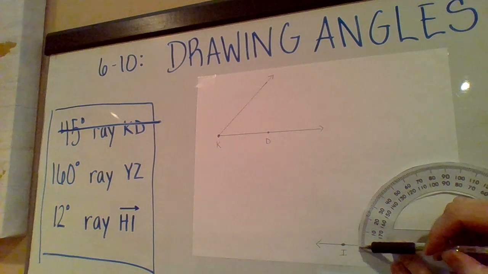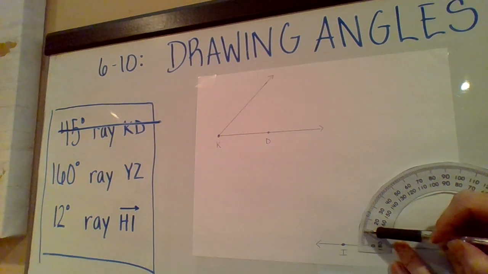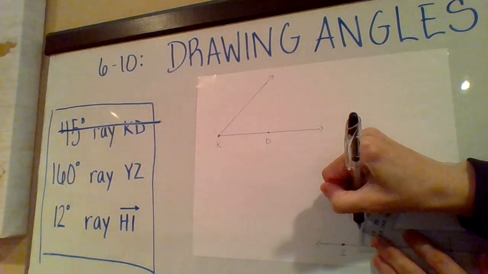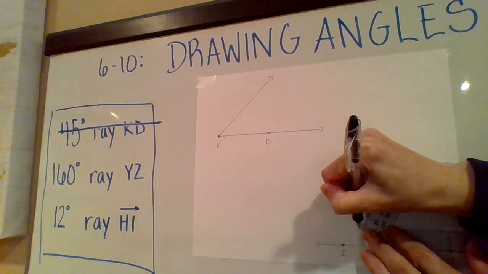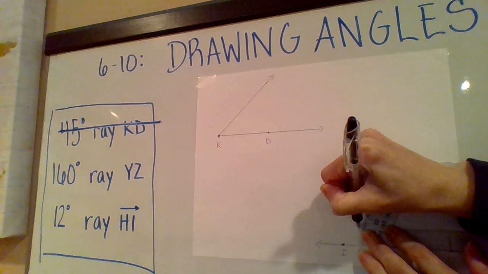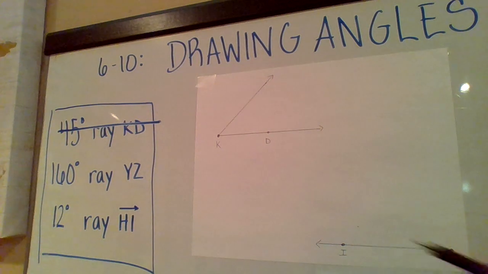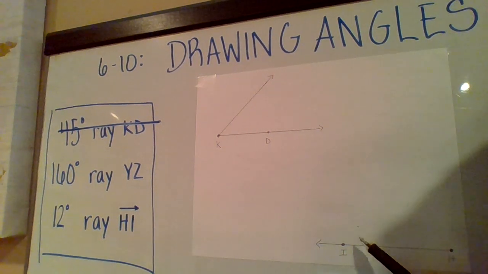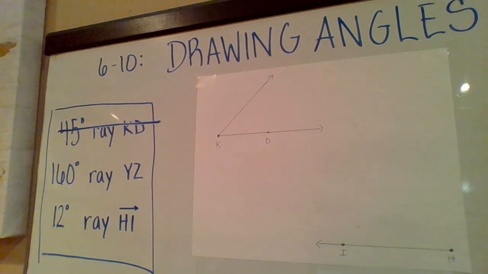So I start at 0. 0, 10, plus 2 more tick marks. Ready? 11, 12. I'm going to put a dot right where that 12 is. A little dot. You see that? Here's my dot right here. It's very hard for you to see, but I promise it's there.